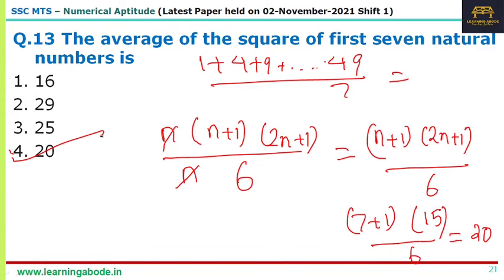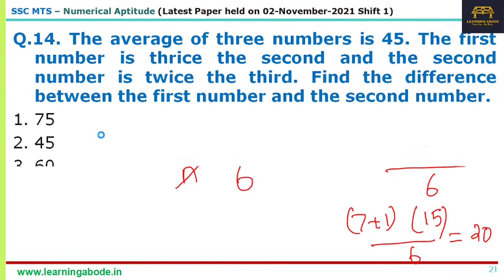Either you can go for using the formula. I think if you remember the formula, it is good, but in case you don't know the formula, just do it the long way. Anyhow, you will get the answer. Answer option D, 20, is the answer for the question.